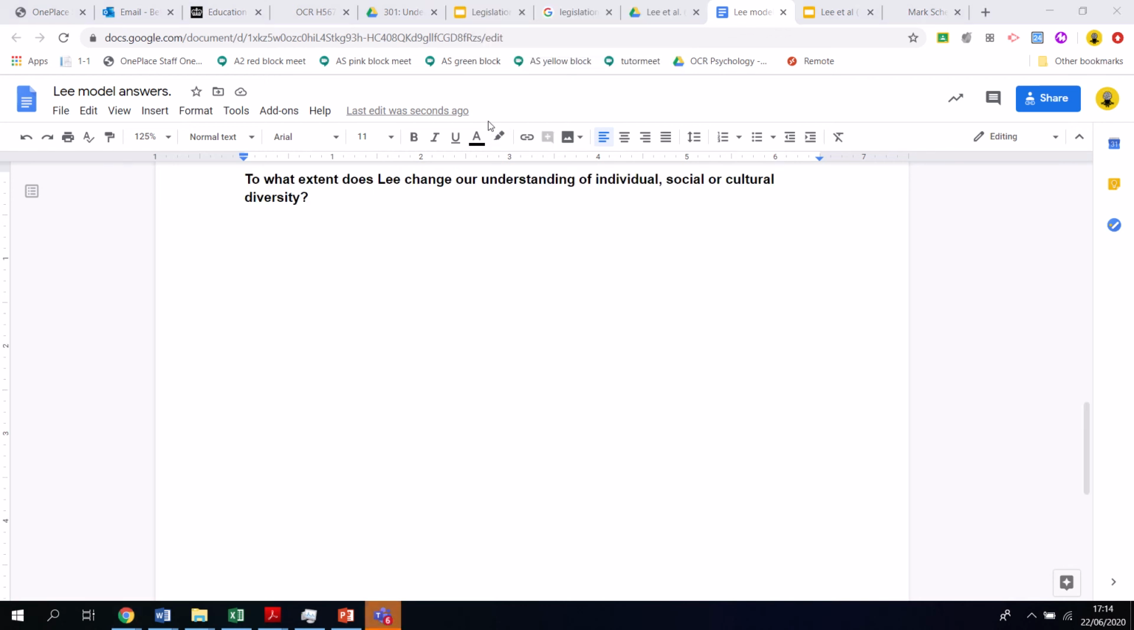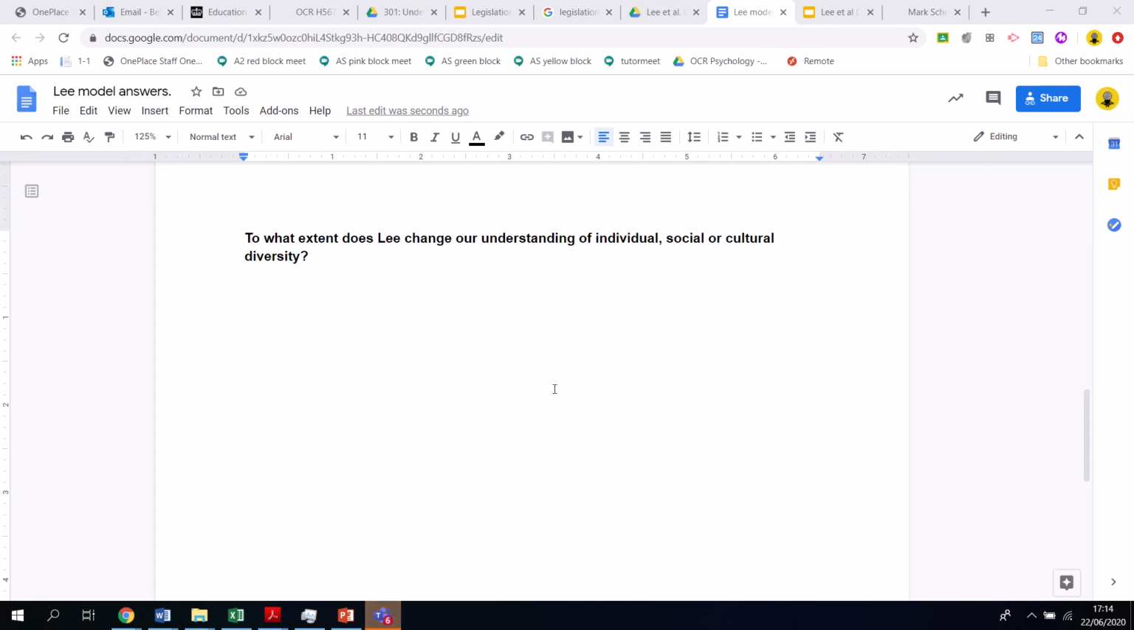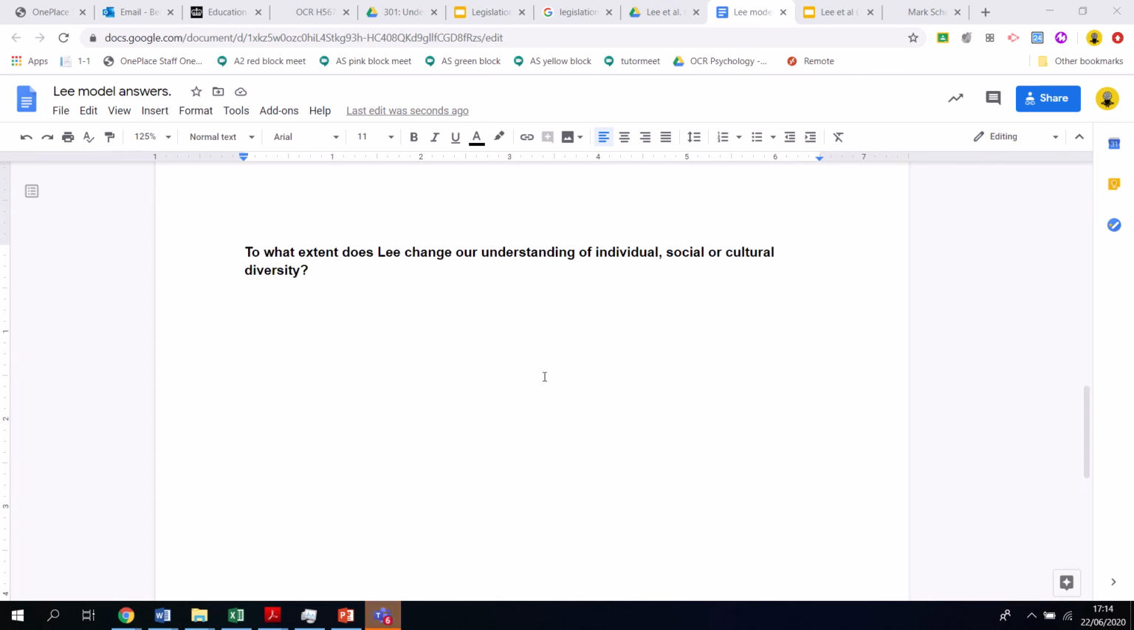Okay, again, and just a final question here. So that is this one: to what extent does Lee change our understanding of individual, social or cultural diversity? Again, I've left the number of marks off because it has been asked for differing numbers of marks in the past. So I've seen this kind of question asked for around 3 marks. I've also seen a similar question asked on the applied paper for around 5 marks.